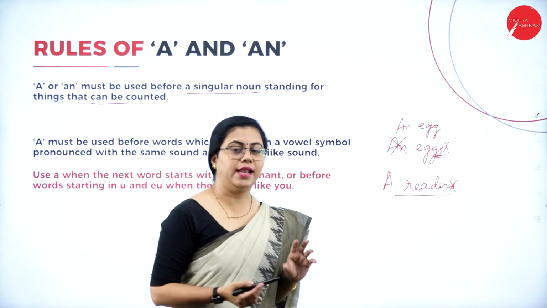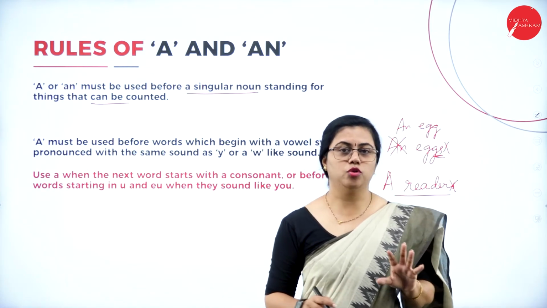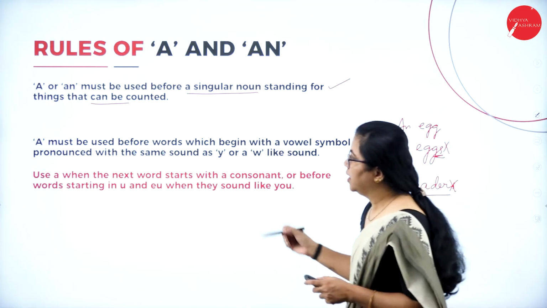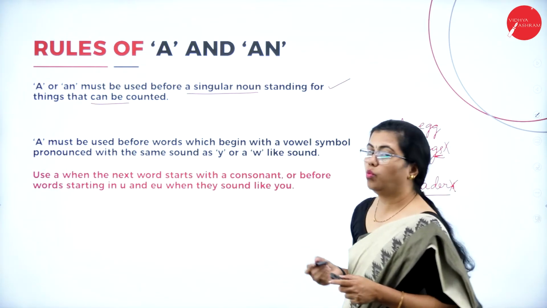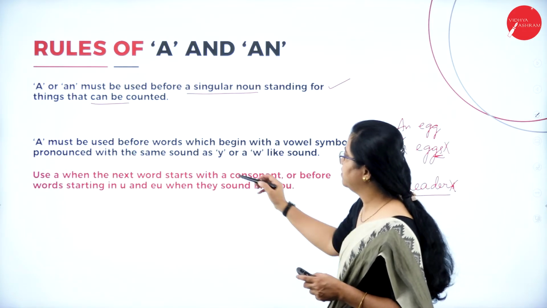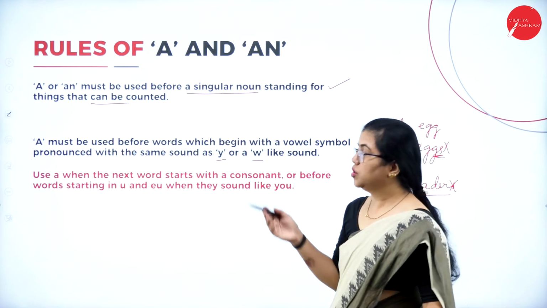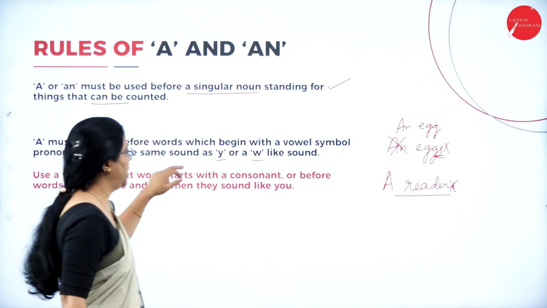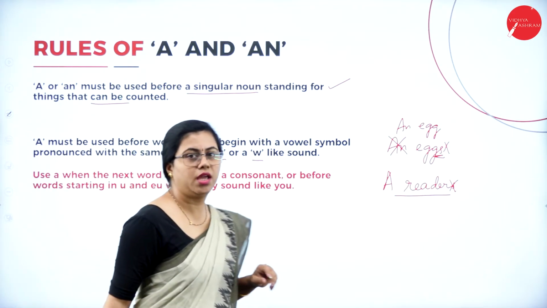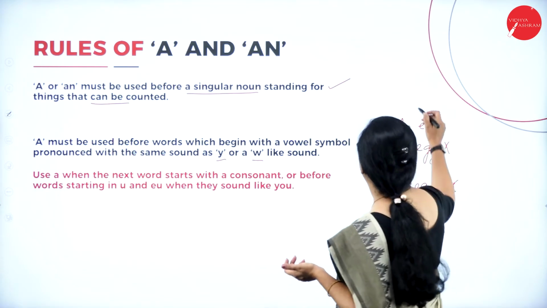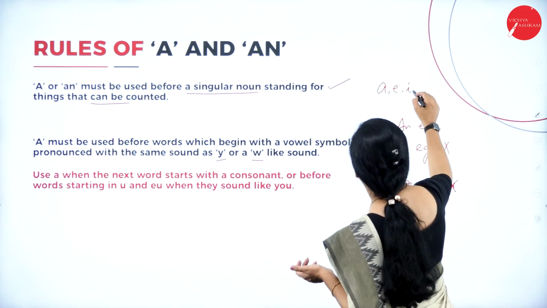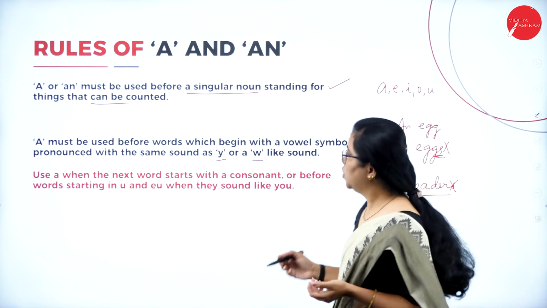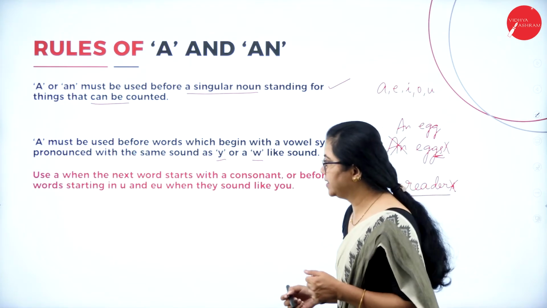So a and an have to be used, first of all, along with singular nouns only. That is this point. Then, a must be used before words beginning with a vowel letter pronounced with the same sound as Y or W. So a can be used with words that begin with a vowel letter but are pronounced with a Y or W sound. Vowels you already know: A, E, I, O, U. Let me give you an example after this.